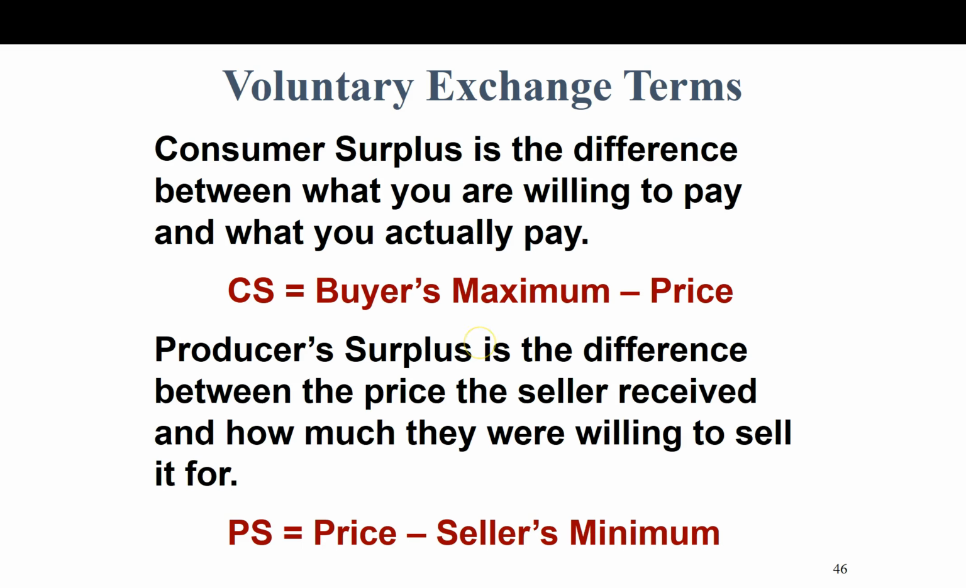It's not necessarily something we write down or report to our accountant, but it is a very real benefit to us. Producer surplus is a little easier to see because it's the difference between the price they would have sold it at and how much they actually received. So the lowest, their minimum, the difference between their minimum and the actual price. So you can see definitions here. Consumer surplus is the buyer's maximum minus the price. The producer surplus is the price minus the seller's minimum.